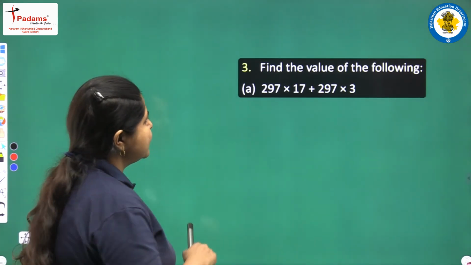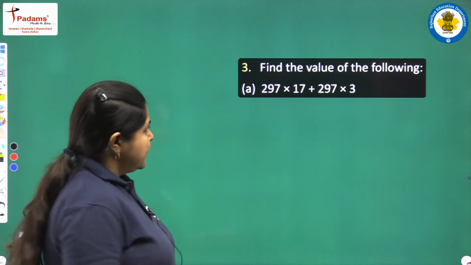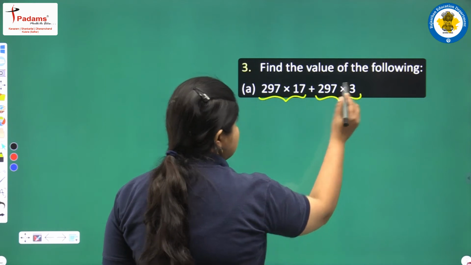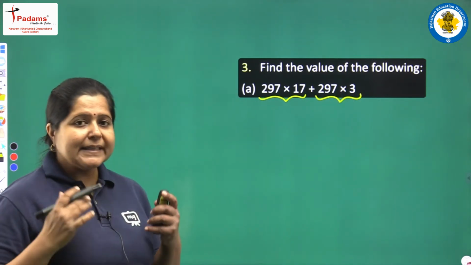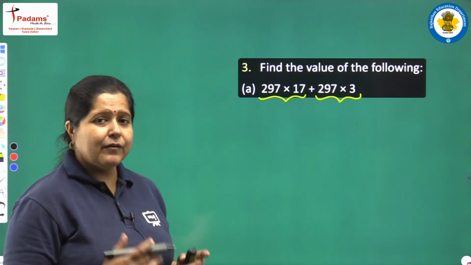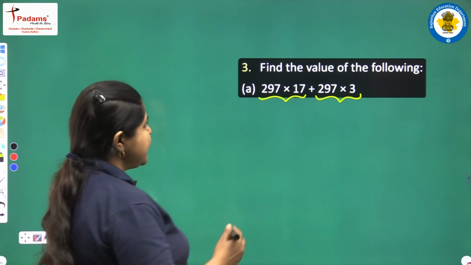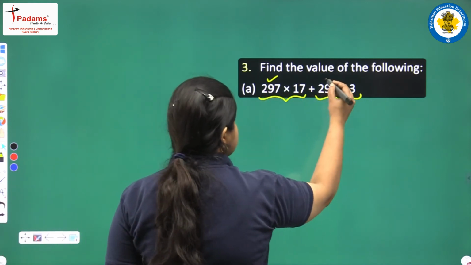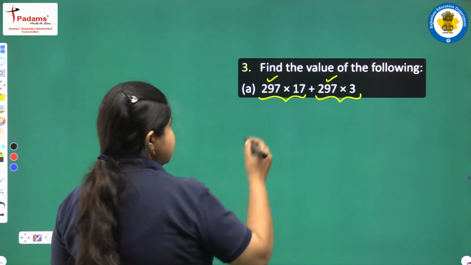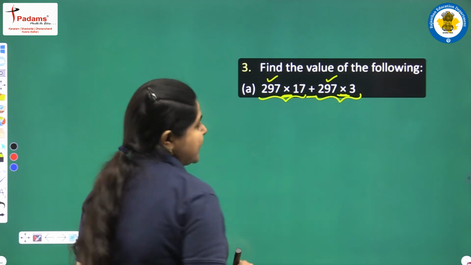Find the value of the following. Here one method is, you can simply multiply these 2 numbers, multiply these 2 numbers and then add. But this method is again lengthy and time taking. We need to get the answer quickly. What you are seeing here is this 297 is getting repeated. And also here you can see this multiplication sign and this addition sign.